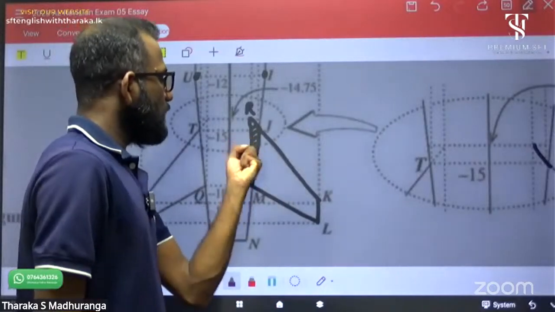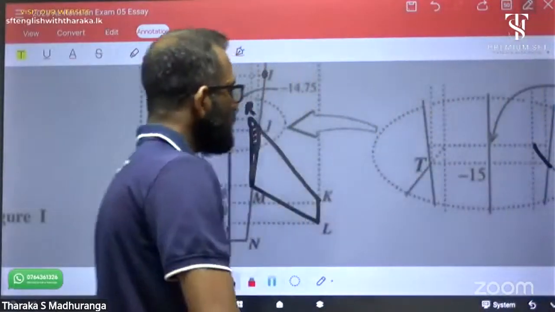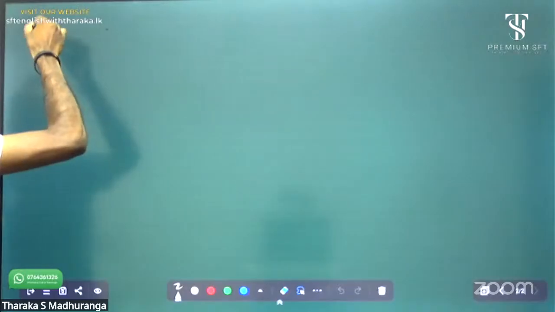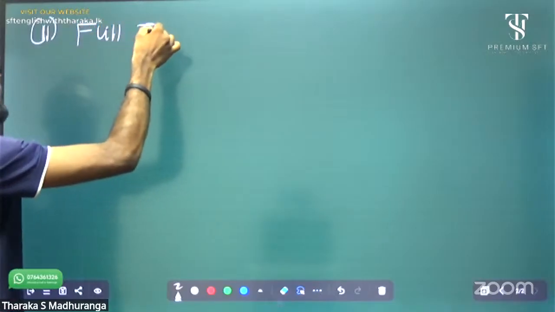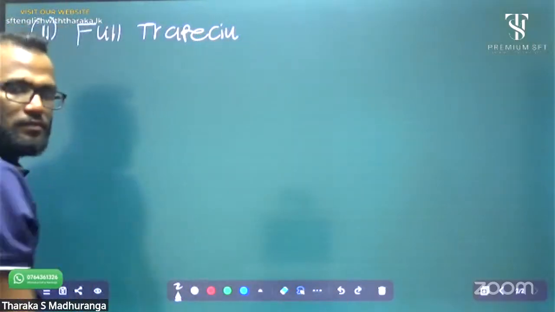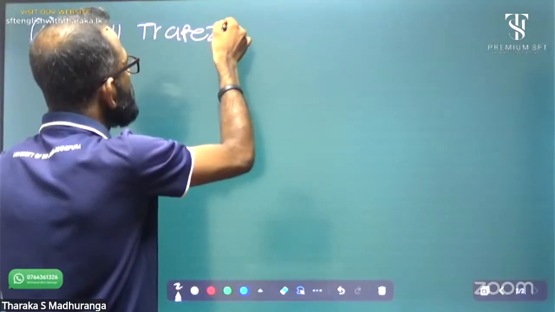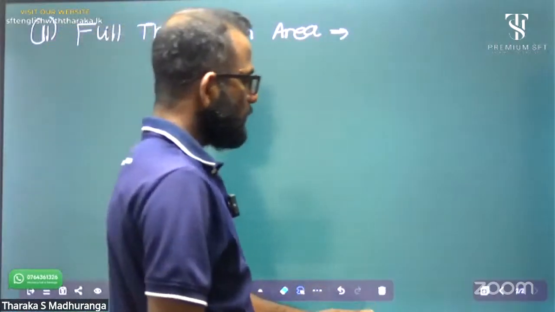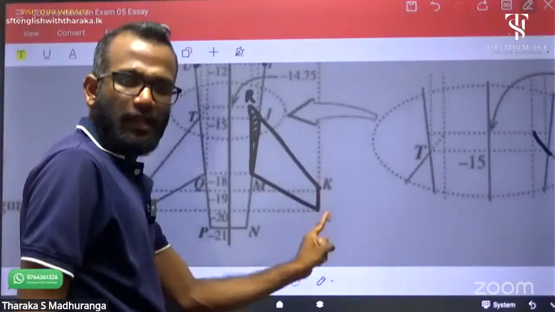Okay. Actually, directly we can't get the JKLM area, the front wing area. Therefore, I am going to get RKLM, the full trapezium area. How to get this full trapezium area? You have to find out the lengths. Okay, what is it? KL distance.